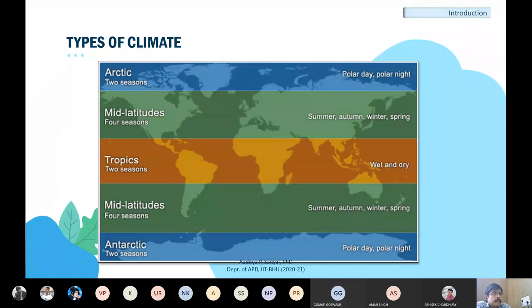The tilt is not exactly like this. The inclination of the earth on its axis is 23 degrees. So in the Arctic and the Antarctic, there are only two seasons, polar day and polar night. The day continues for quite a few months and night continues for quite a few months. In the mid-latitudes, there are basically four seasons. In the tropics, there are two seasons.